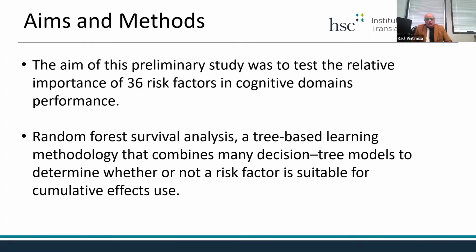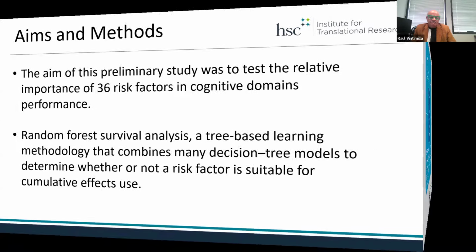We decided to choose 36 risk factors in different cognitive domains and see the relative importance of these factors using random forest survival analysis. Next slide, please.